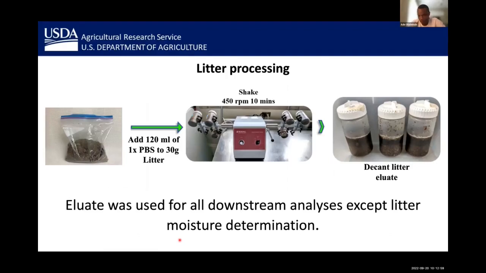This experiment was focused on the litter, so I'm just going to show the basic procedure we use in processing the litter. Each bag has nine grab samples, and we take 30 grams of them. We add 120 ml of 1x PBS, phosphate buffered saline. We shake it for about 10 minutes at 450 RPM. Then this eluate is what we use for all our microbiological analysis.